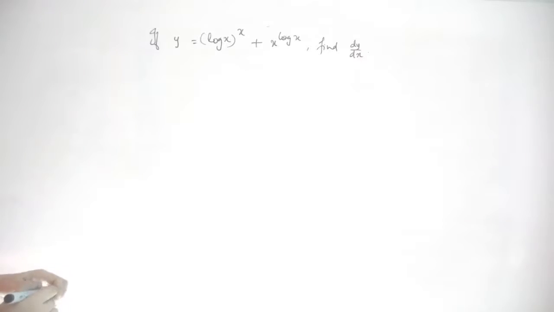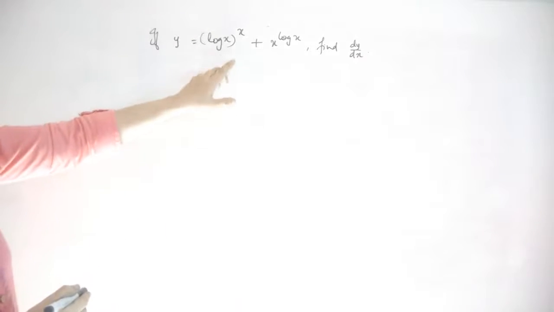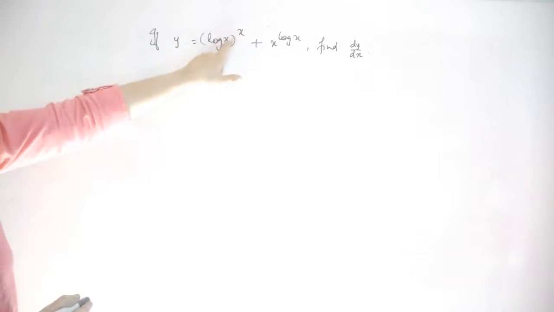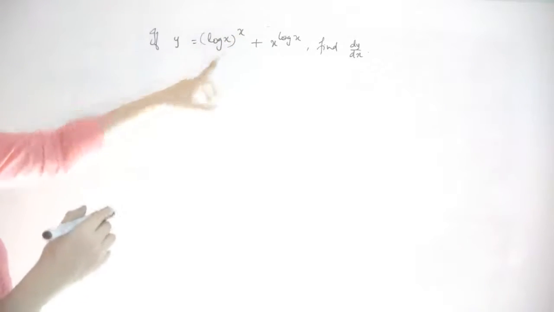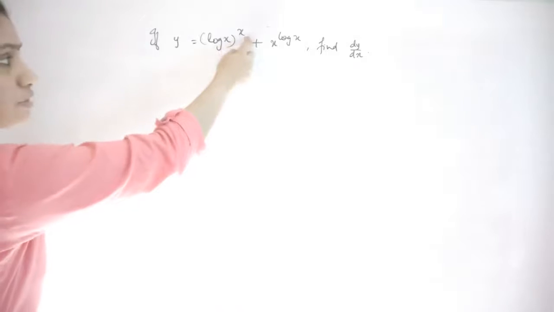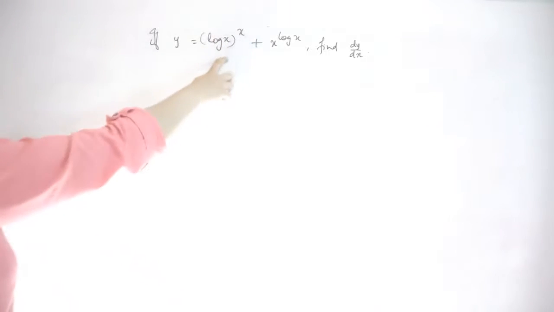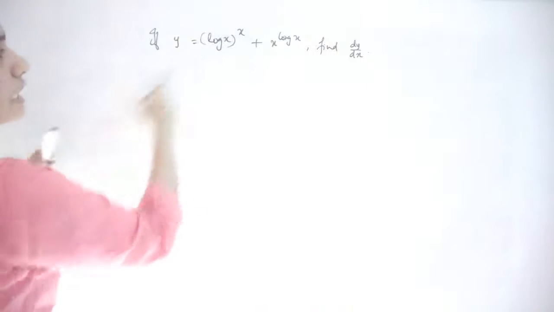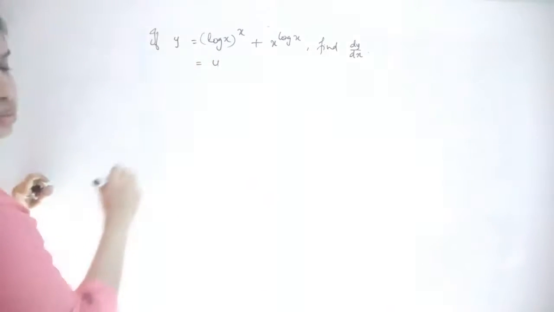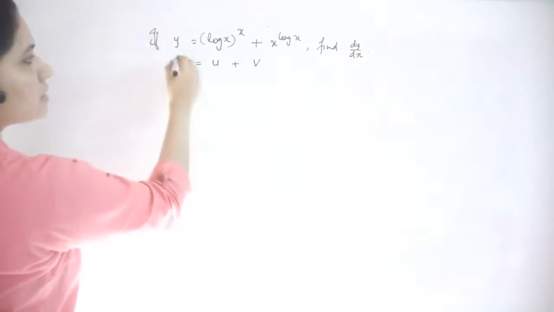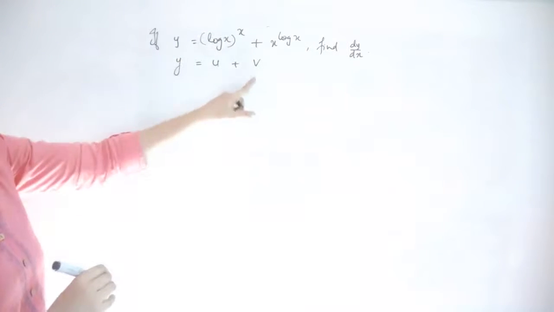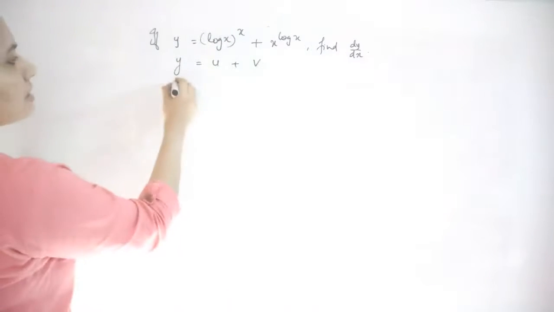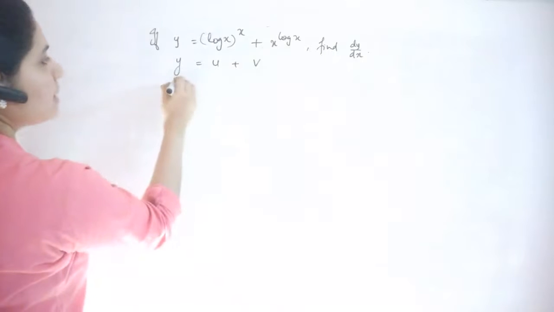Next: (log x) the whole raised to x, plus x raised to log x. Find dy by dx. For this type of problem, if you have a power function where the power is also a function, take it as u of x the whole raised to v of x. Take one term as u and the other as v. So your question becomes y is equal to u plus v, and you have to get dy by dx.